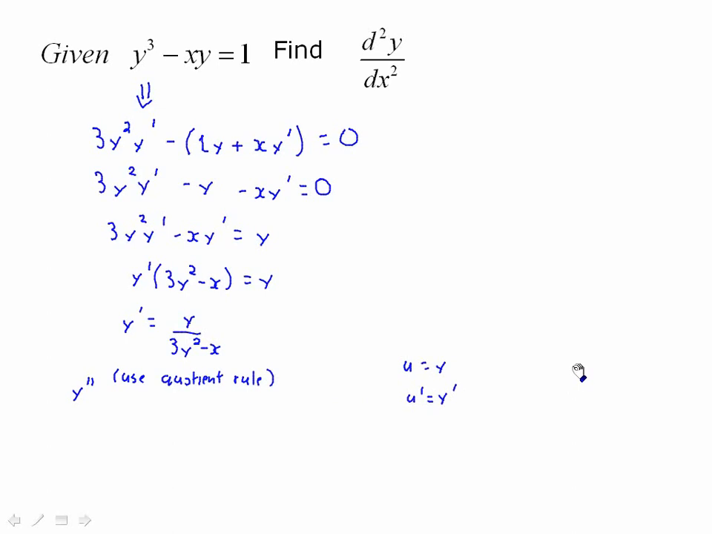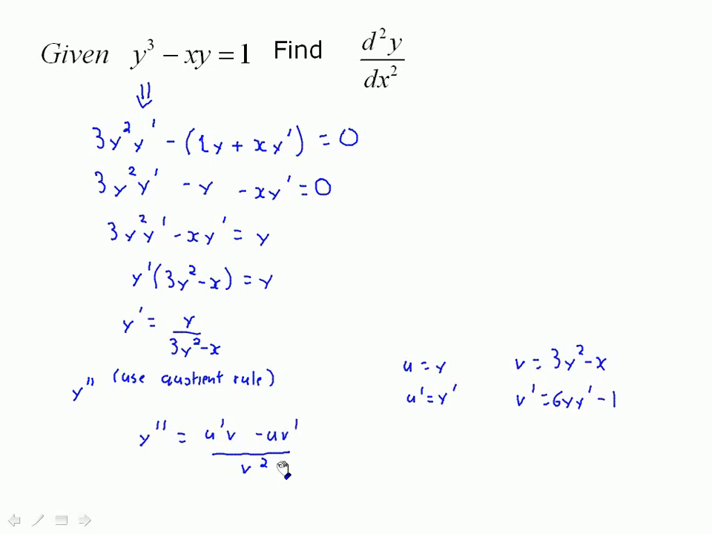As always with implicit differentiation, when you're taking it with respect to x or to a different variable, the only way you can indicate that is y prime or dy/dx. And then v is equal to 3y squared minus x, so v prime is equal to 6y y prime minus 1. So therefore, the second derivative will be equal to u prime v minus u v prime over v squared. And now we substitute everything in with considerable care.